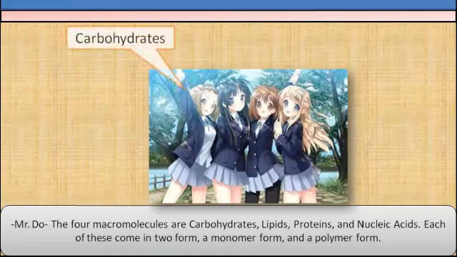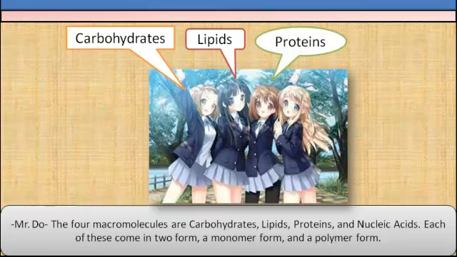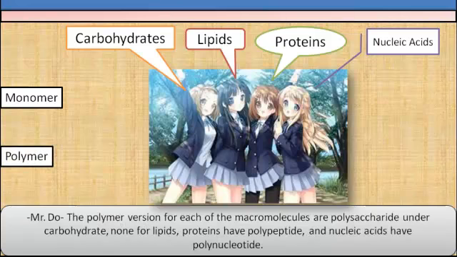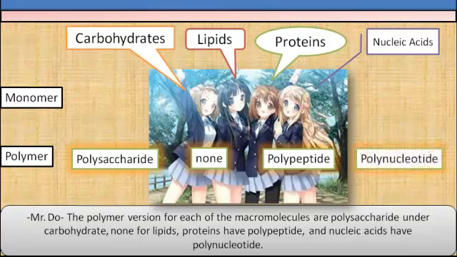The four macromolecules are carbohydrates, lipids, proteins, and nucleic acids. Each of these comes in two forms, a monomer form and a polymer form. The polymer version for each of the macromolecules are polysaccharide under carbohydrate, none for lipids, proteins have polypeptide, and nucleic acid have polynucleotide.